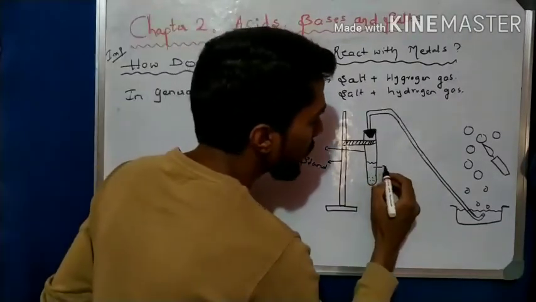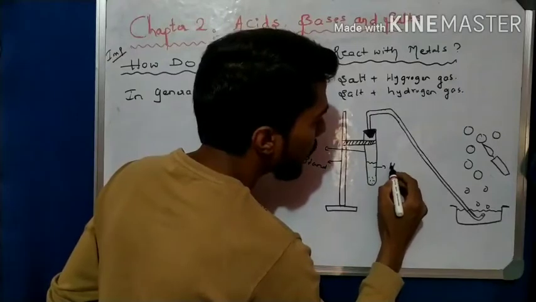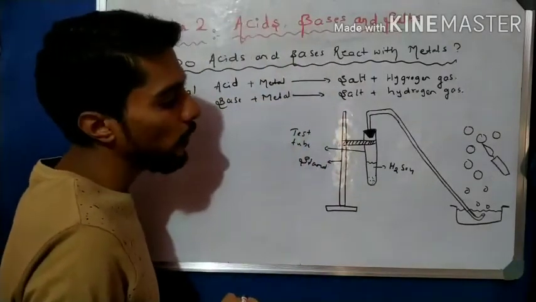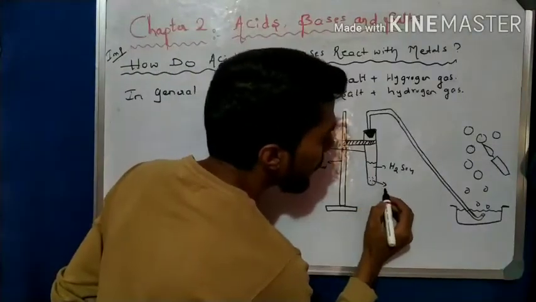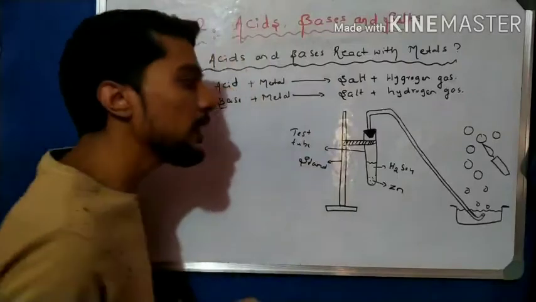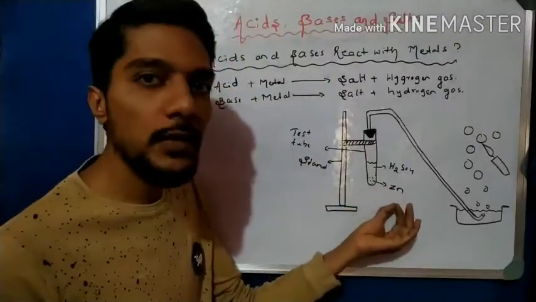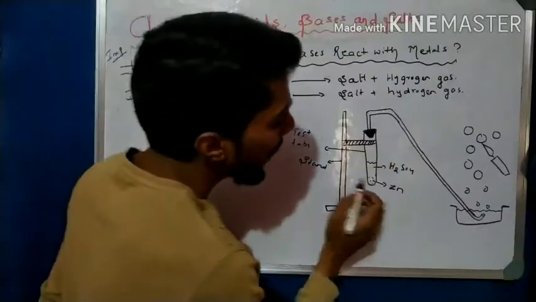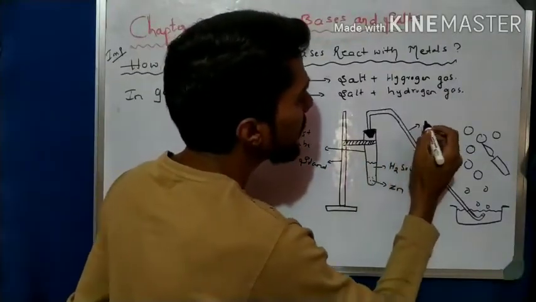Now the solution is the acid, that is sulfuric acid. Any acid I take, here sulfuric acid, H2SO4. Then I take some metal, any metal, here zinc. So this diagram is called the reaction of zinc with sulfuric acid. Now this is the acid. Now this pipe is called the delivery pipe.